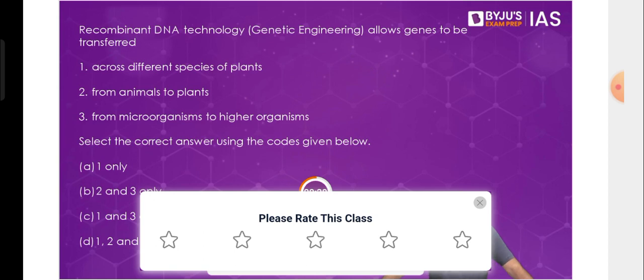Right. So out of all the answers marked, 15% of you marked A, 6% B, 36% C, and 43% D. So the question is talking about recombinant DNA technology that we are going to discuss later. Don't worry, tomorrow we'll discuss this. It allows the genes to be transferred. So where the genes can be transferred from and to, we have discussed this.